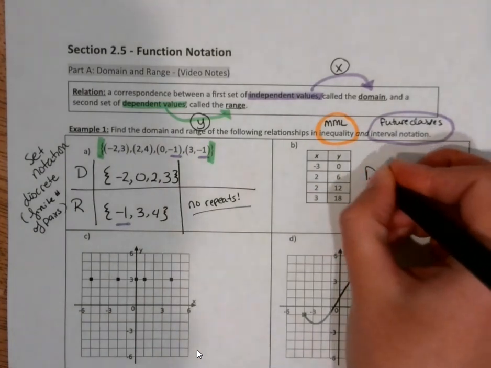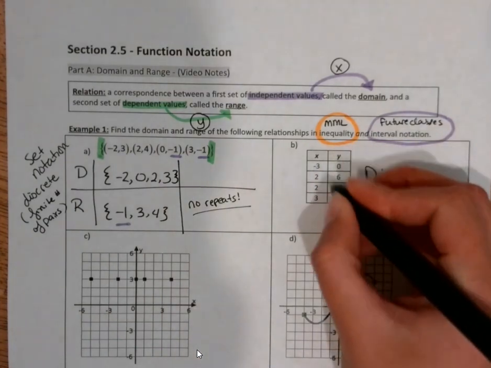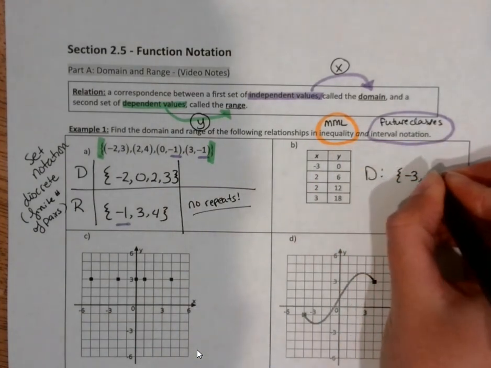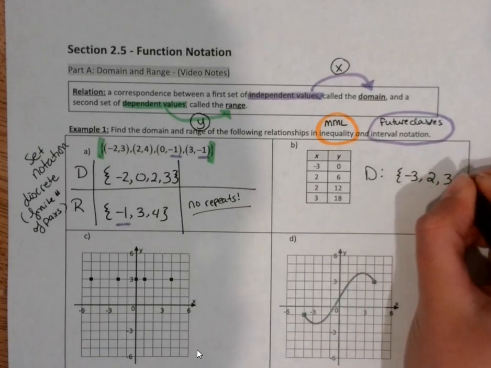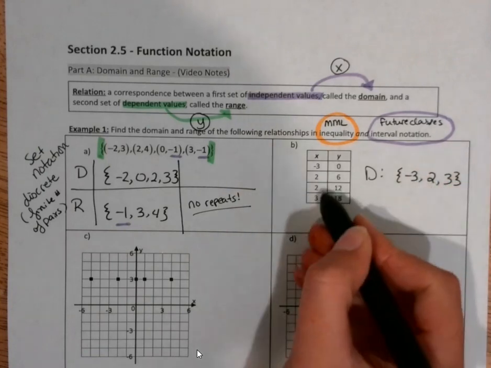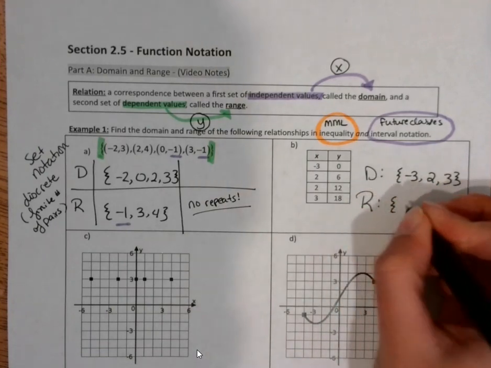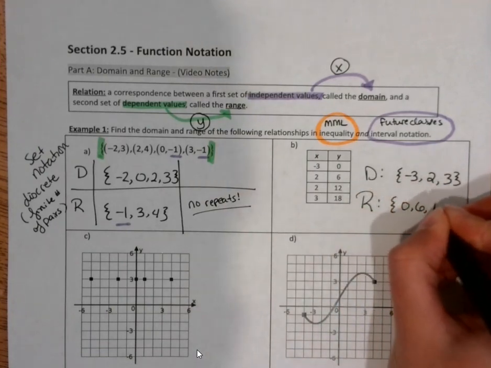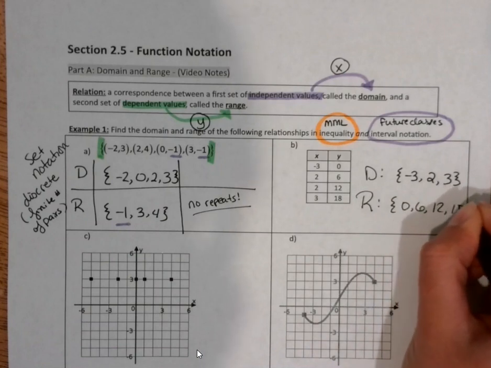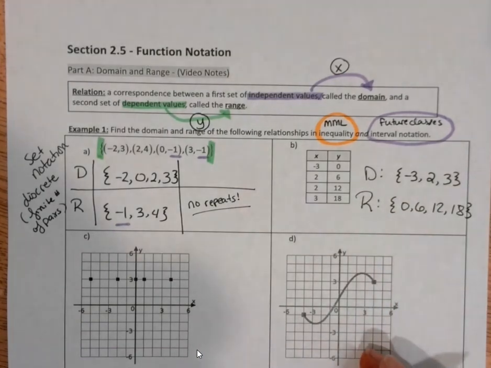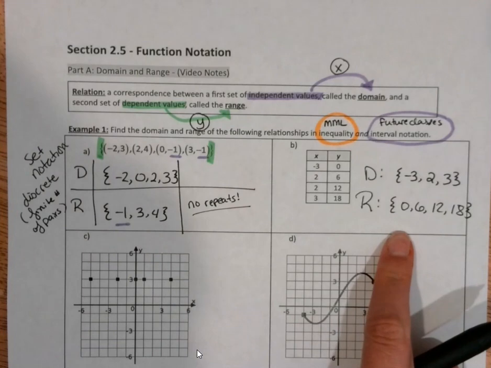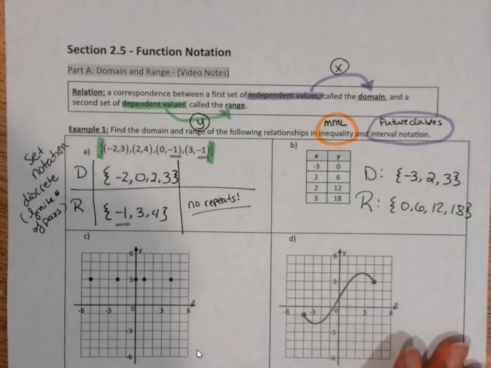So for my domain, squiggle, the smallest value is negative 3, and the next value is 2, the next value is 3. I use 2 twice, but I only have to list it in my domain once. The range: 0, 6, 12, and 18. All 4 values are in that range. Squiggly brackets for our set notation, commas in between them.